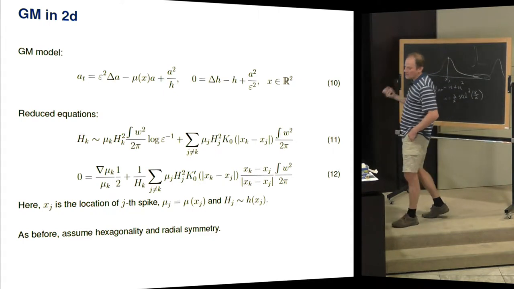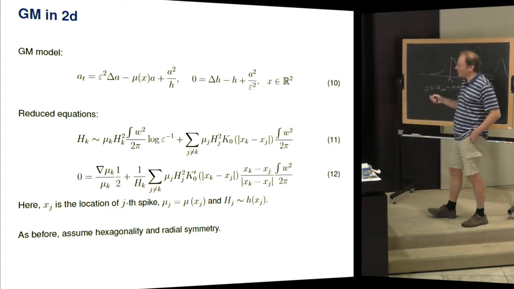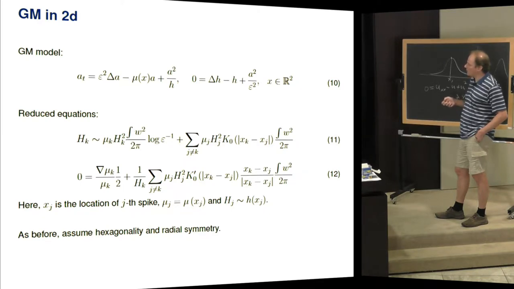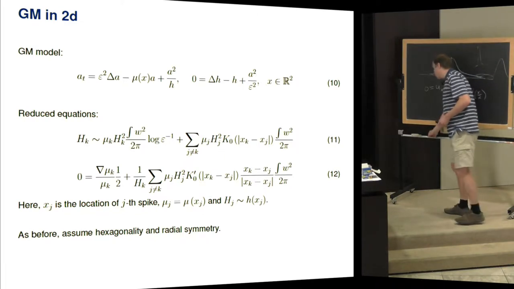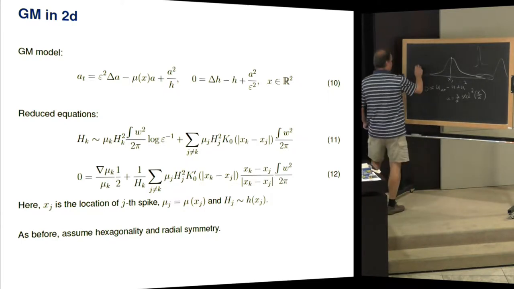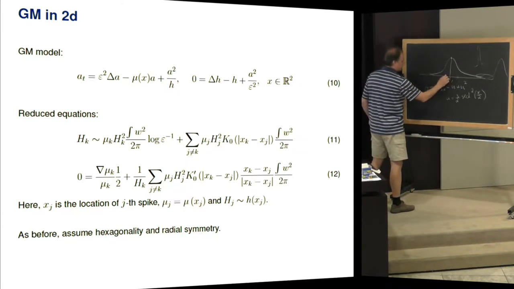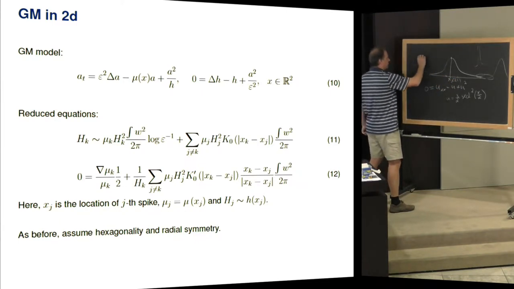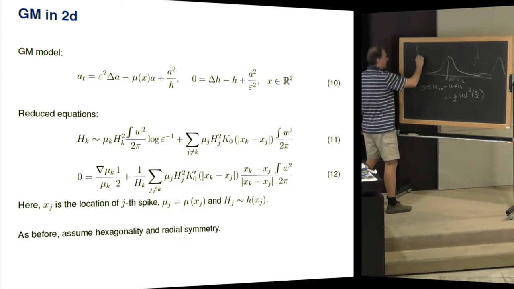Okay, and so there is the standard reduction that I'm going to skip. And then at the end of the day, you get this coupled algebraic system for the location of the spikes xj, as well as hk. What is hk? That's the height of the H, H is the inhibitor variable. So there's this epsilon here, which is the extent of the spike. So for the GM, the spike looks like this. So A really looks like a delta function.